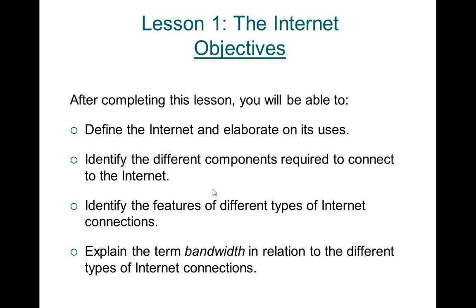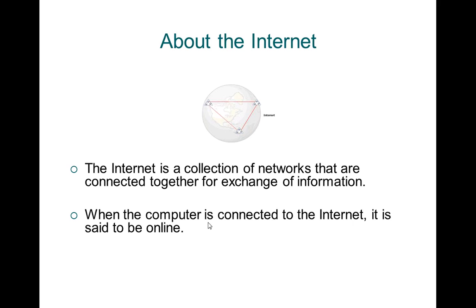Internet is nothing but the collection of multiple networks. And the uses of internet: identify the different components that are required to connect to the internet, identify the features of the different types of network connections like dial-up, dedicated, explain the term bandwidth, means the capacity of the transmitted channel, the maximum speed of the channel.